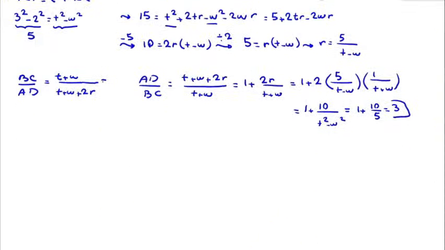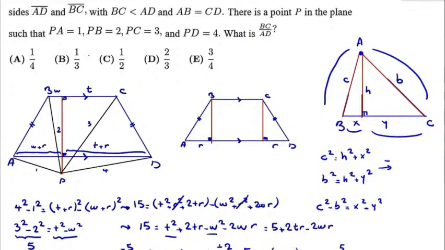3 was the reciprocal of that. So AD over BC is 3, and BC over AD is 1 over 3. Pay attention not to make a careless mistake. Unfortunately, we don't have 3 here. Okay, so the answer is B.